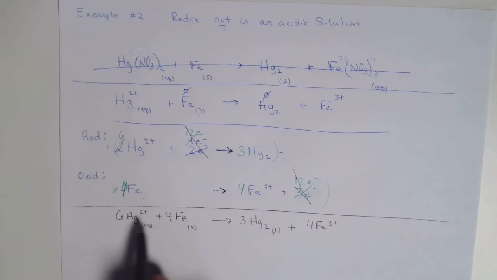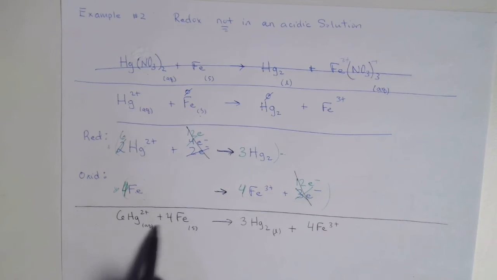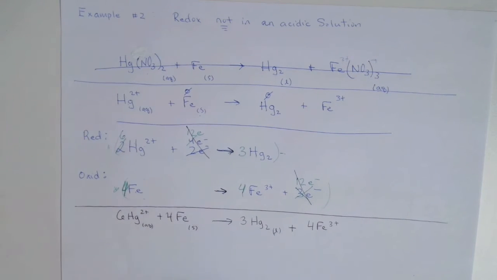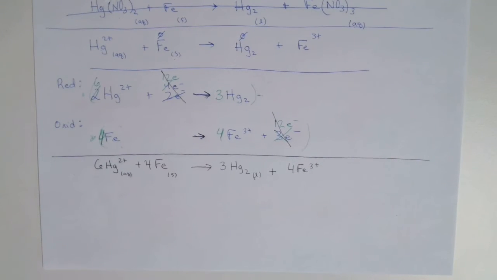All right, well, okay, first of all, is everything balanced? Yes, there are 6 mercuries and there are 4 irons. Now let's check the charges. 6 times 2 is 12 plus on this side. This is neutral, so 12 plus is equal to 0 plus 12 plus. So everything's balanced. We do not need an acidic solution here. So let's go into an acidic solution example for you guys. Let's see, here it is.